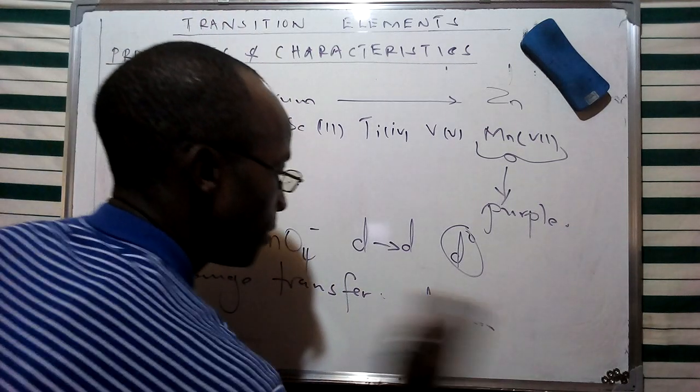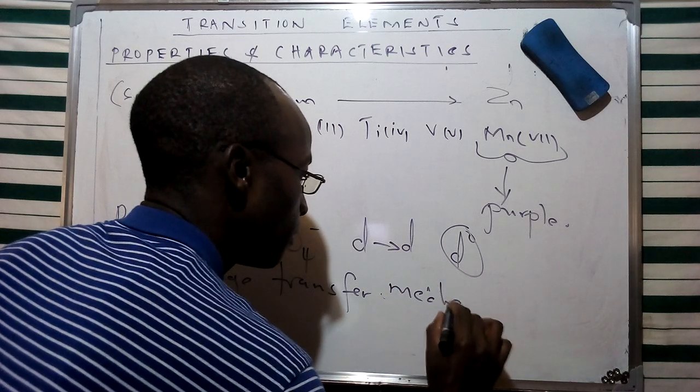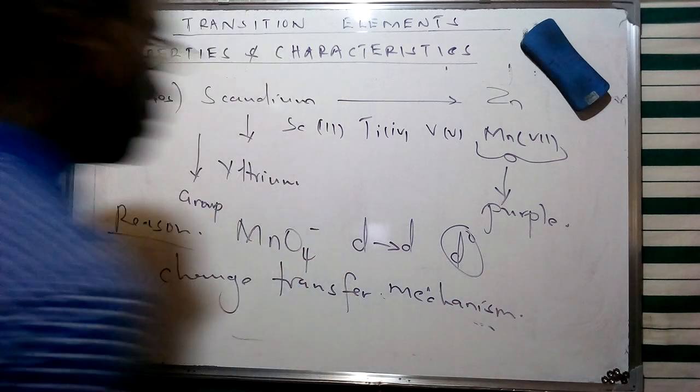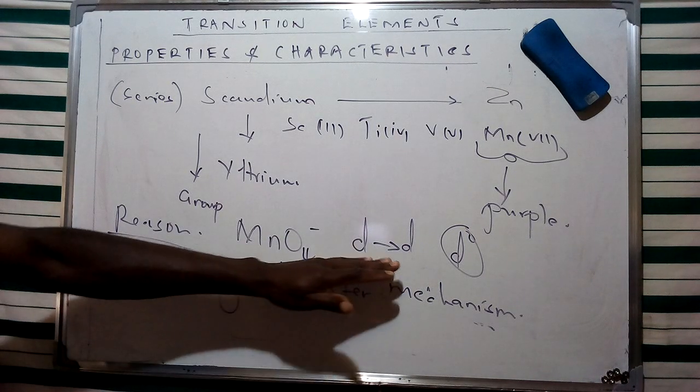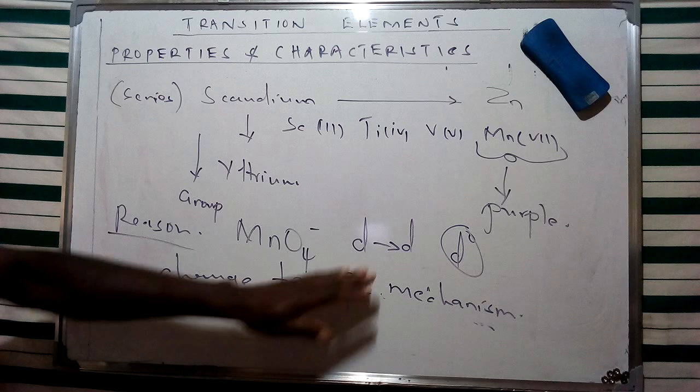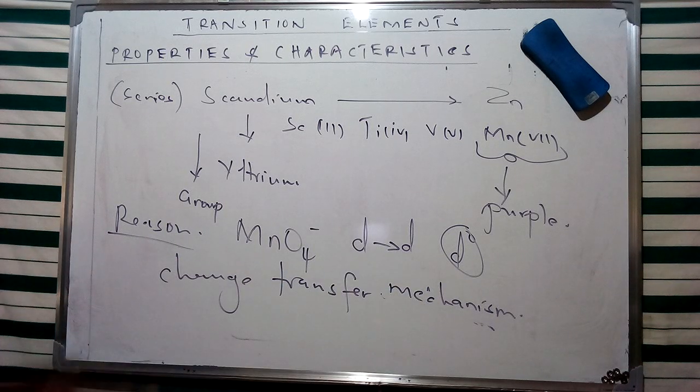I hope my handwriting is legible. So the explanation for the presence of color in this compound, ion or oxidation state is not the D to D transition, but the charge transfer mechanism.